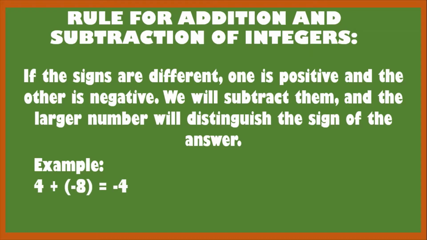Which is larger here? -8. Even though the operation here is positive, they are different. They have different signs, right? The integers have different signs. We will subtract them from each other. So -8 plus 4, or 4 plus -8 equals -4, or 10 plus -8 equals 2. Why did it become +2? Because the larger number is positive, which is +10. So 10 plus -8 equals 2.